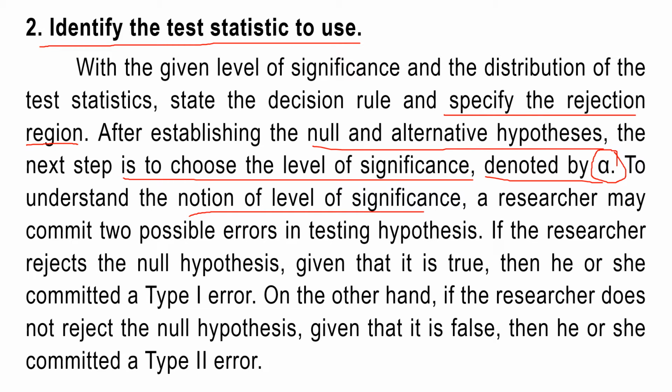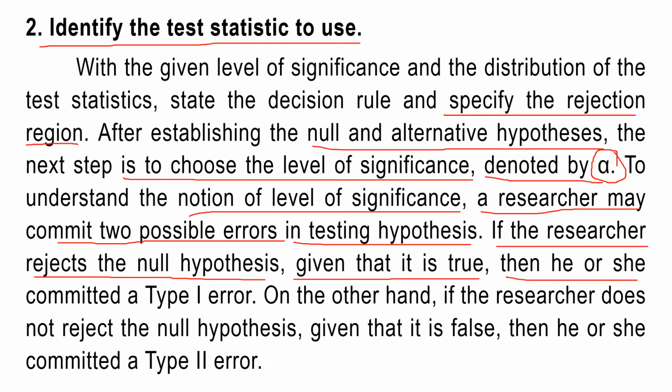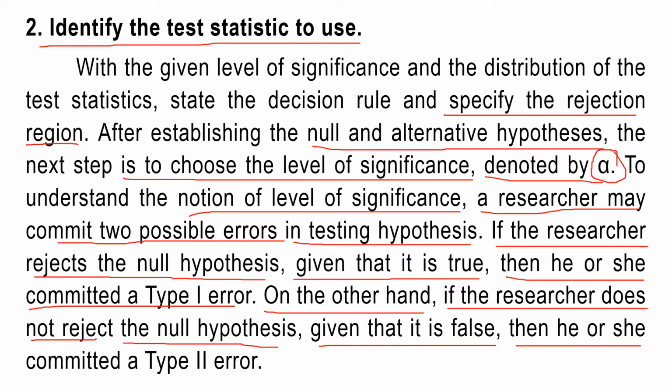So to understand the notion of level of significance, the researcher may commit two possible errors in testing hypothesis. So that will be your type 1 and type 2 error. If the researcher rejects the null hypothesis, given that it is true, then he or she committed a type 1 error. On the other hand, if the researcher does not reject the null hypothesis, given that it is a false statement, then he or she committed a type 2 error.